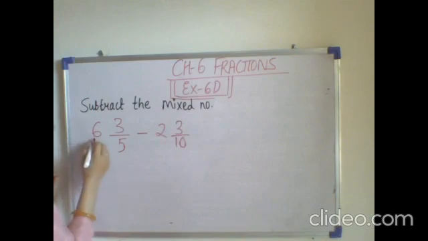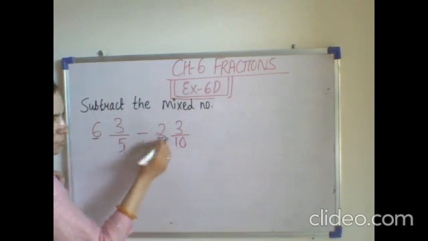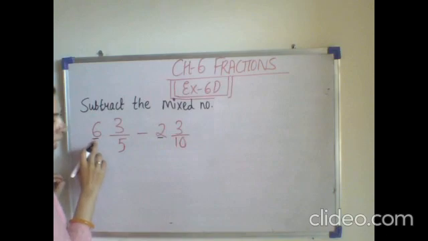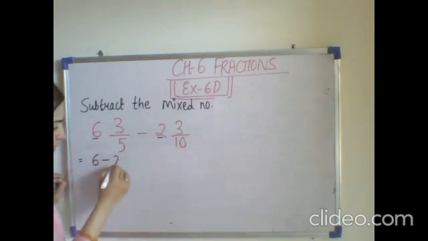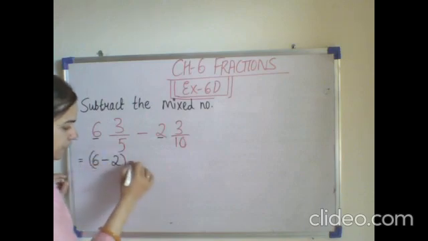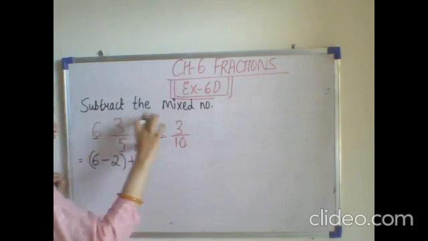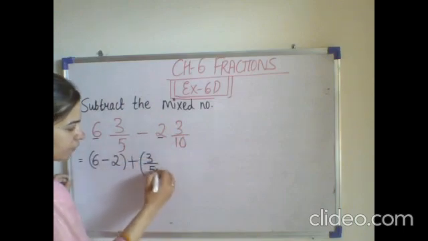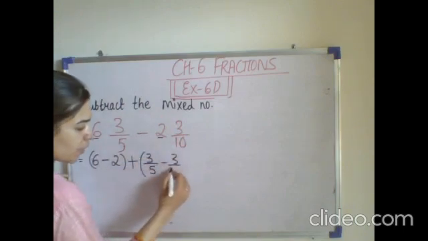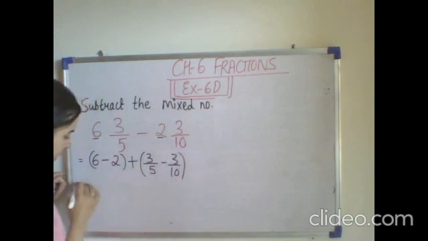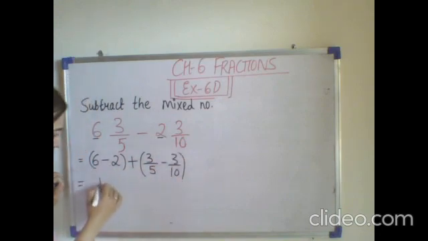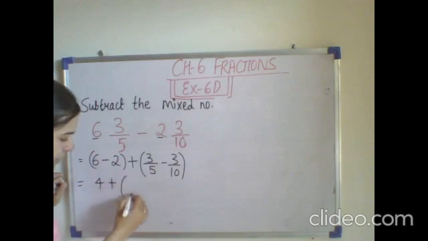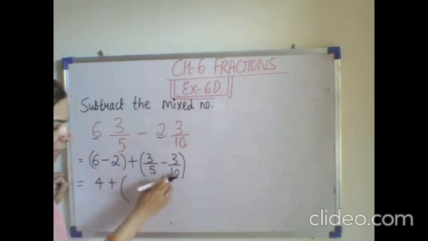First of all, this whole number 6 and 2, these are the whole numbers. You will be writing these whole numbers separately, that is 6 minus 2 in brackets plus, then these two fractions you will be writing separately, 3 upon 5 minus 3 upon 10. Then 6 minus 2 is 4 plus, you will be finding the LCM of 5 and 10, of the denominators.